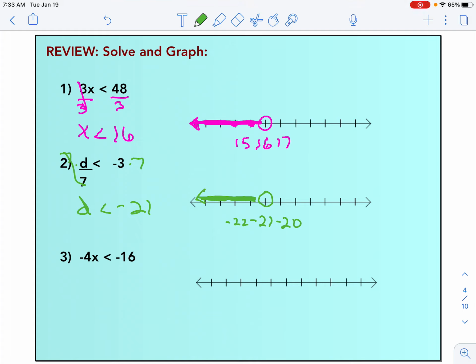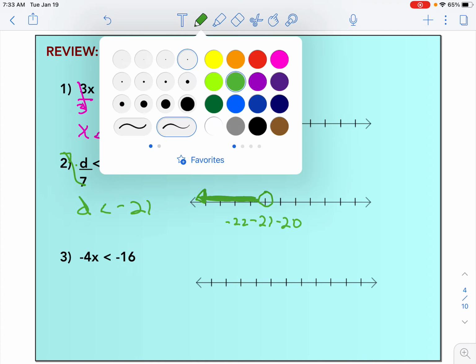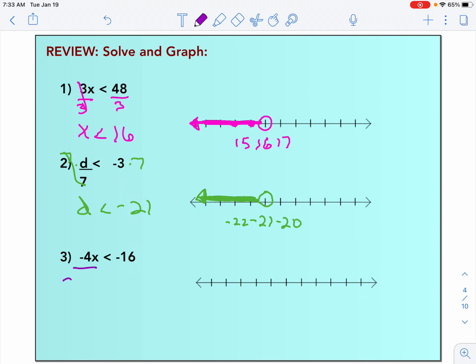All the numbers greater will always be to the right of that key number. Now this changes if your variable's on the other side, so you have to be careful. And then in this example right here, to solve, I have to divide by negative 4. So again, I'm going through these fairly quickly because this should be pretty simple, basic solving.